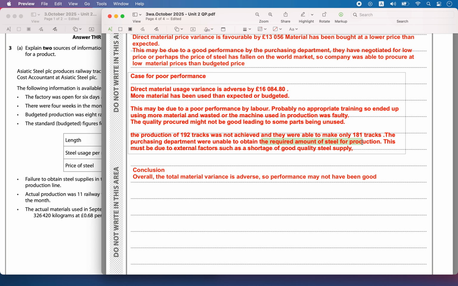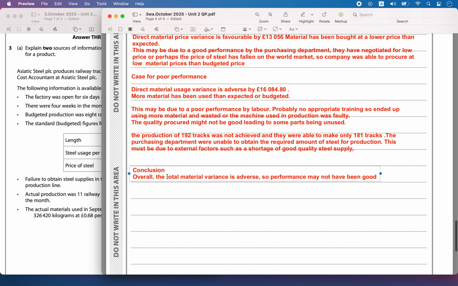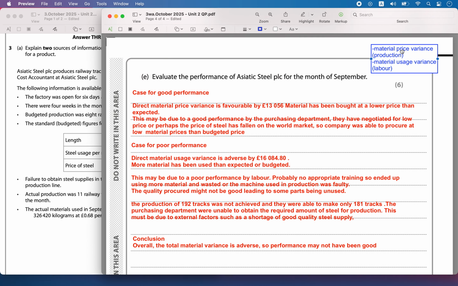So you have to suggest what could be the reason for that. Either material was unavailable or the labor was unavailable. You can suggest one of the factors. Or there was a shortage of supply of steel, which is why they were not able to procure it. This might have led to not fulfilling the production. So overall you can see that the total material variance was adverse, so the performance might not have been good. The company has not been able to perform well. This is how you will analyze or evaluate the performance using the material variances.